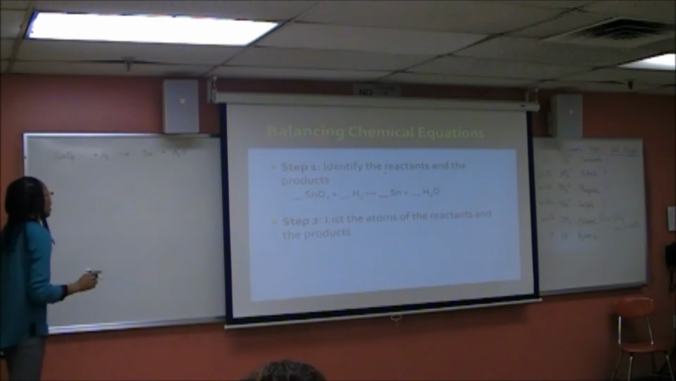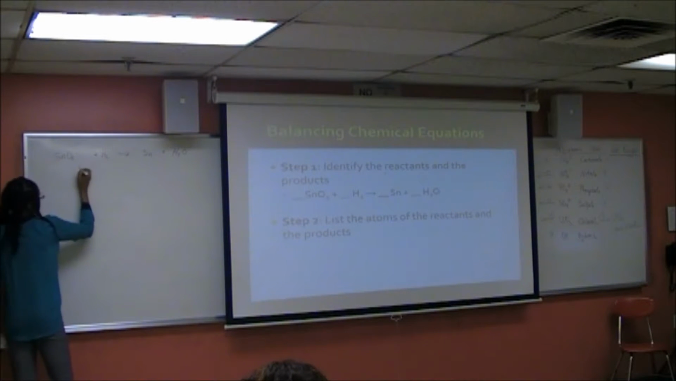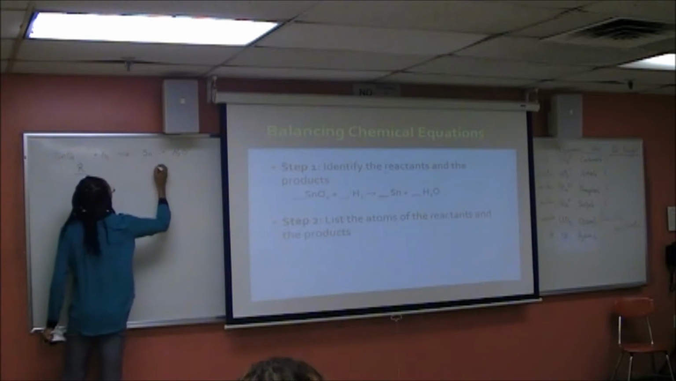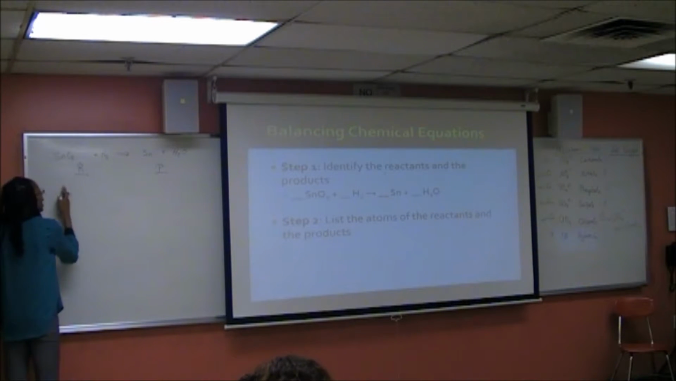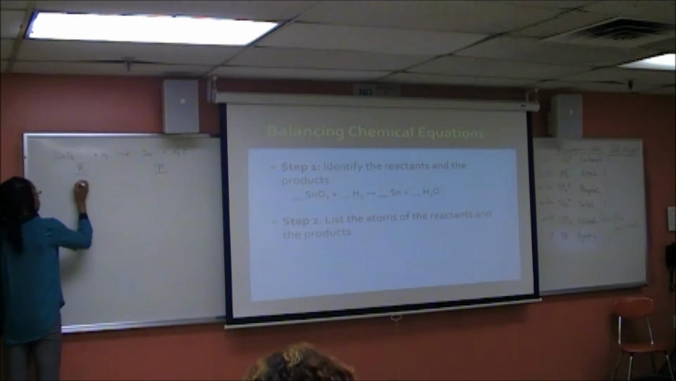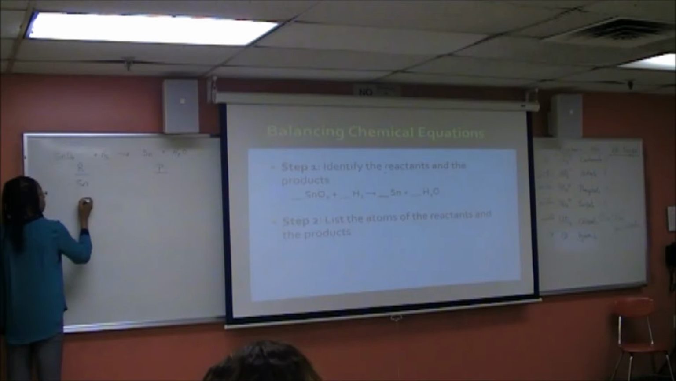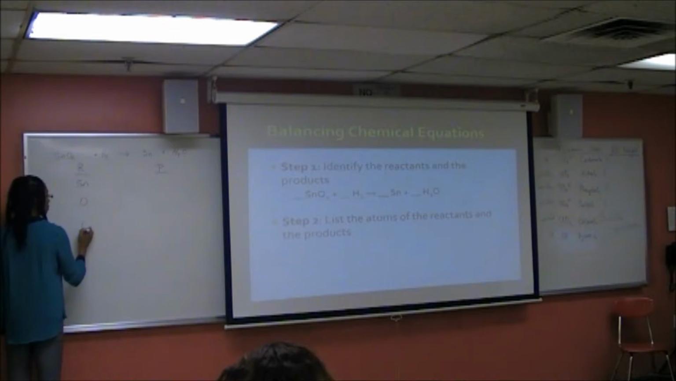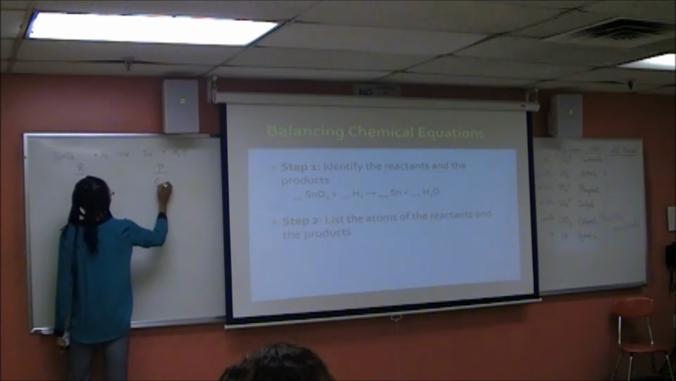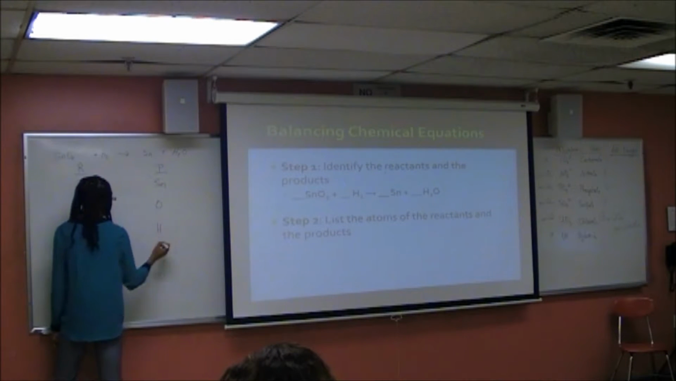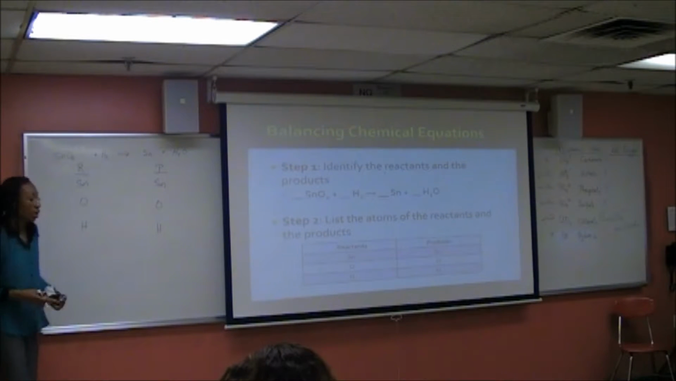Okay? So you have reactant side, product side. I have my reactant side. I have the product side. So we're going to list out each atom that is present on the reactant side. What's my atom that's present here? Tin. Oxygen. Hydrogen. On the product side, tin and water. Right? That's what I got.